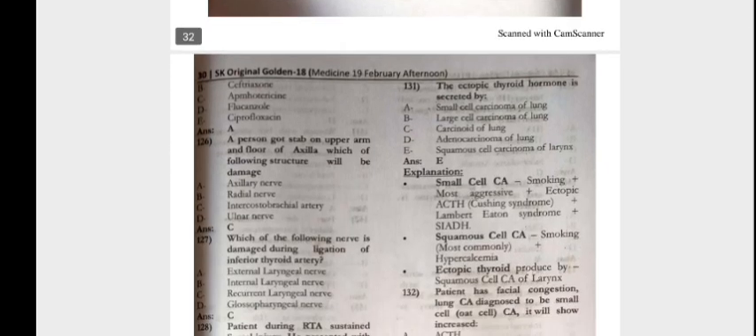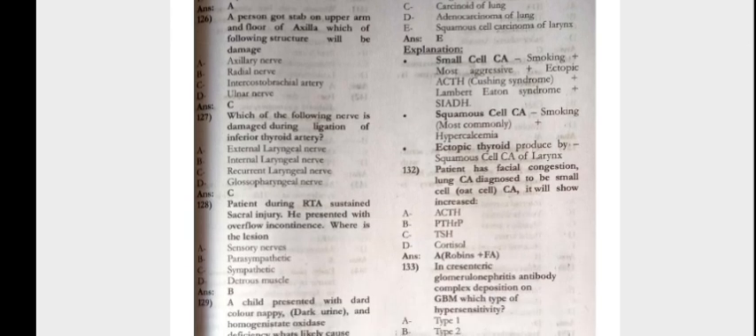The person got stab on upper arm and floor of axilla. Which of the following structure will be damaged? That is the intercostobrachial artery. The following nerve is damaged during the ligation of inferior thyroid artery. That is the recurrent laryngeal nerve.